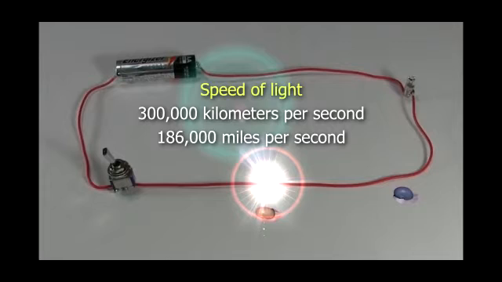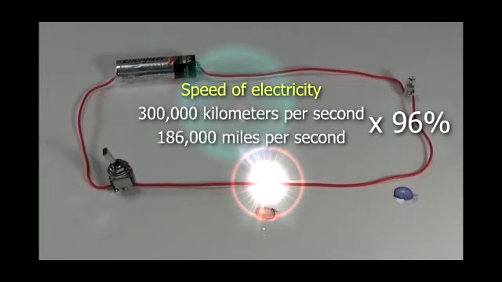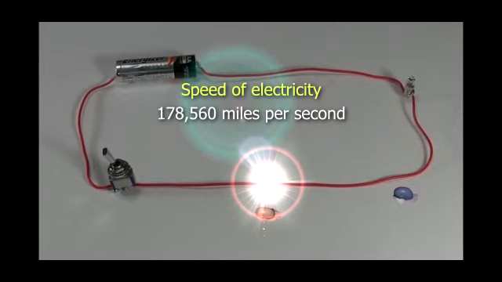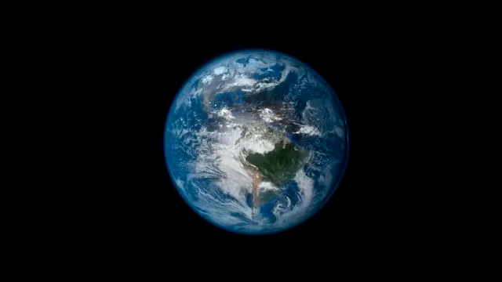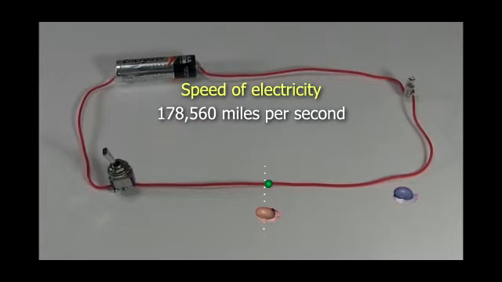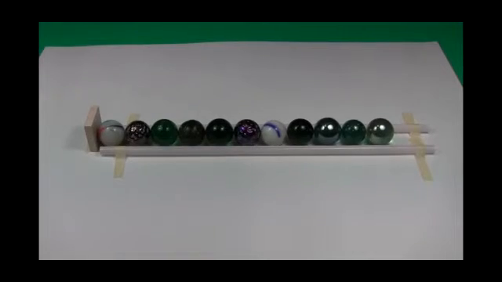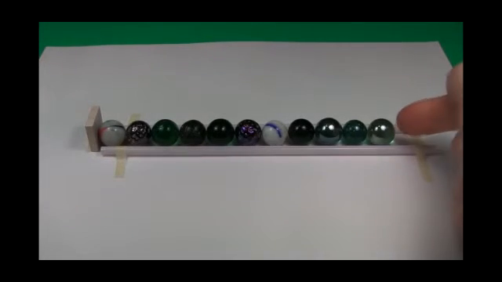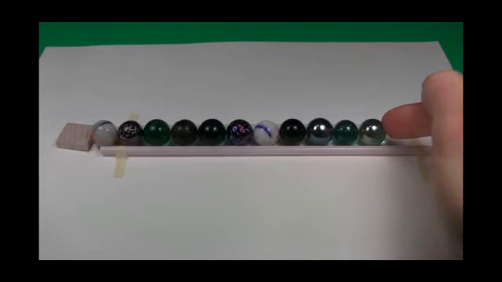Actually, in an unshielded copper wire like this one, electricity moves at around 96% the speed of light, so 178,560 miles per second. At that speed, ignoring other losses, electricity could circle the globe over 7 times in just 1 second. So electricity moves at close to the speed of light, but the electrons don't, as we saw with our little racetrack. One way to visualize what's going on is to use this row of marbles. When we push on one marble, the effect of that push is passed on from marble to marble, and the result is felt by the wooden tile almost immediately.